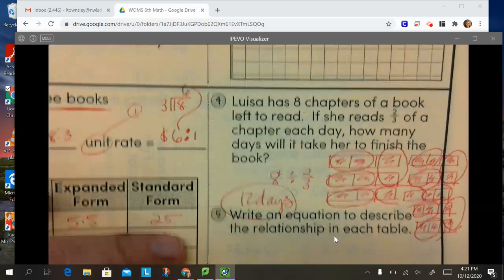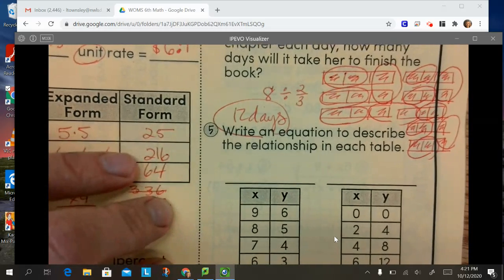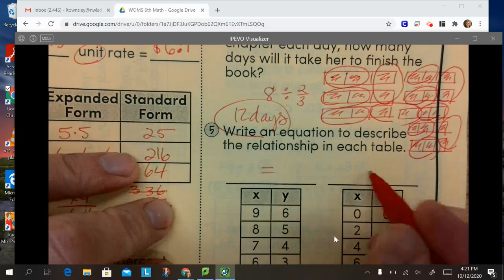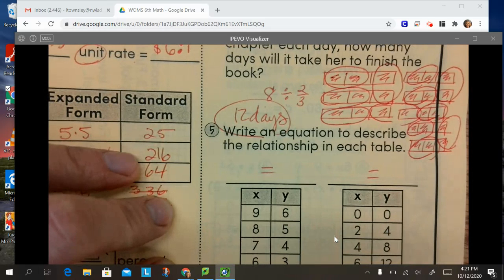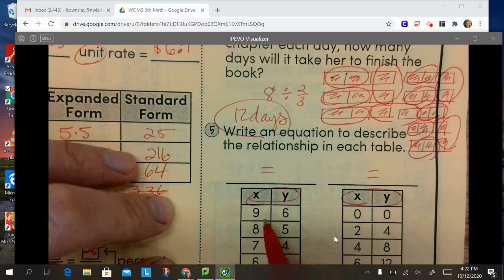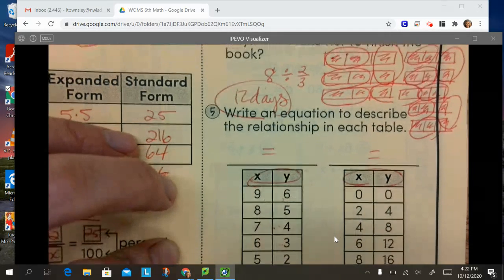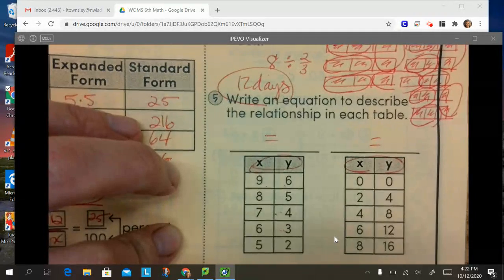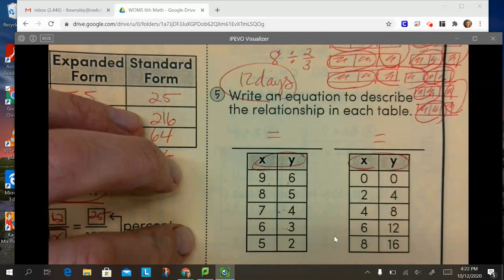Okay, next one. Write an equation to describe, now an equation you know has to have an equal sign, okay, to describe the relationship in each table. All right, so X and Y have a relationship going on. They are in love, and you have got to figure out what this relationship is. What do they have going on here? All right, so 9 and 6, I see. 8 and 5, I see. 7 and 4, I see. 6 and 3, I see. Is there some relationship between them? What is the key to the relationship?